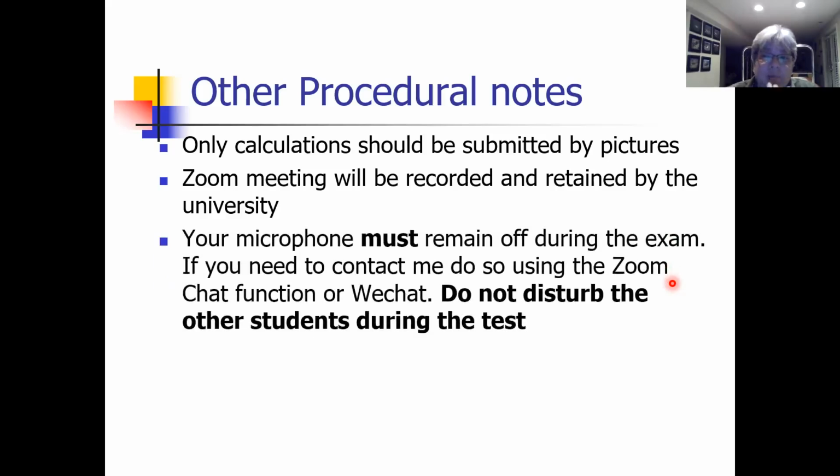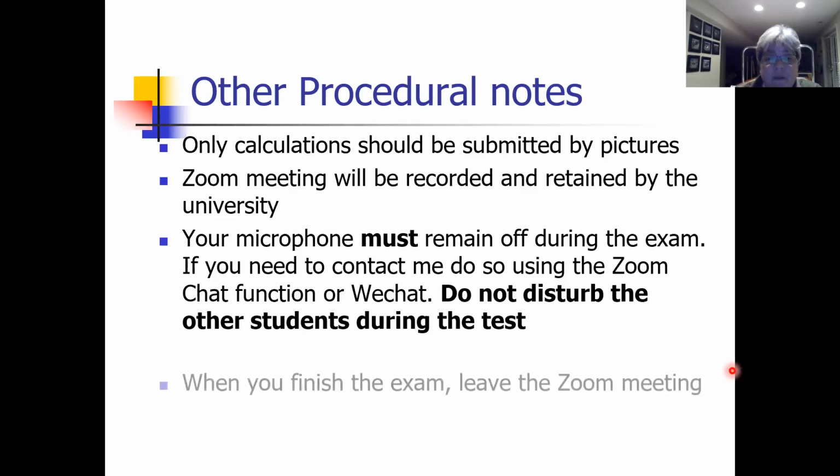Make sure that you keep your microphone off during the exam. If you turn on your microphone to talk to me, you are disturbing everybody that's there, the whole class. So keep your microphones off. If you need to talk to me, then either do it in the Zoom chat or use your WeChat. But do not disturb everyone else during the test.